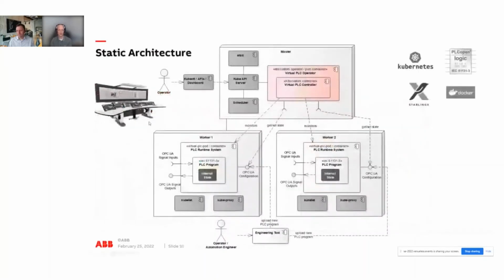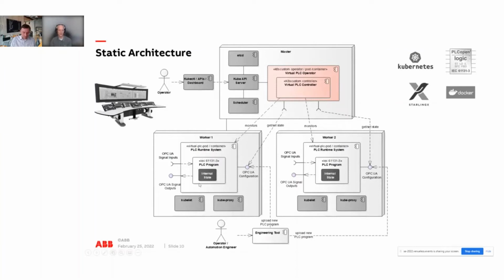This is how our architecture looks. So it's a regular Kubernetes system. We have here the master, the controller nodes for Kubernetes. Then we have 2 worker nodes. This is simplified. In a real plant, there would be maybe a dozen or a couple of dozen nodes where we run the software. And the control programs now run in Docker containers and Kubernetes pods. So we put the entire runtime into such a pod.